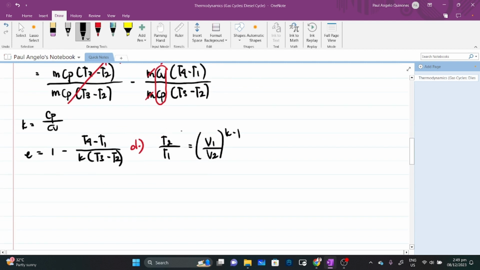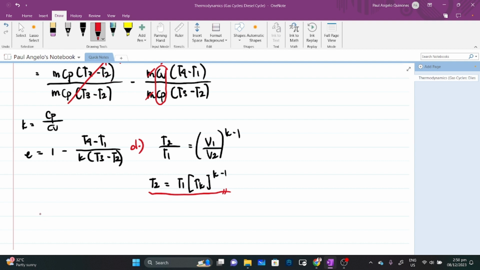So let's isolate T sub 2. So T sub 2 is equal to T sub 1 quantity Rk raised to K minus 1. So this is your T sub 2. So let's put an underline here. So this is T sub 2.